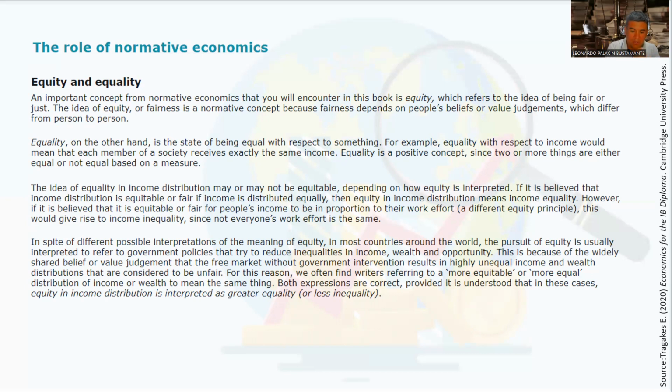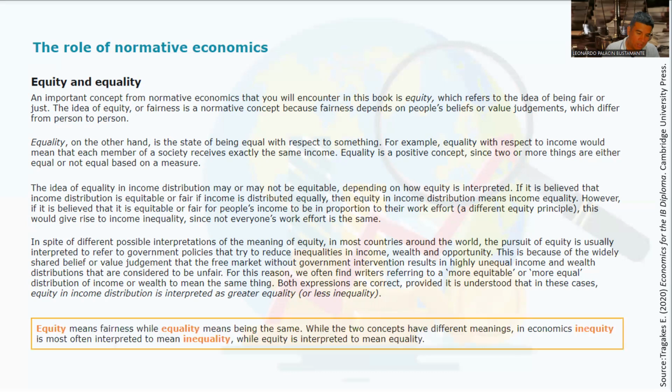Equitable, equal, both expressions are correct, provided it is understood that in these cases, equity in income distribution is interpreted as greater equality or less inequality. Two important terms: equity means fairness, while equality means being the same. While the two concepts have different meanings in economics, inequity is most often interpreted to mean inequality, while equity is interpreted to mean equality.